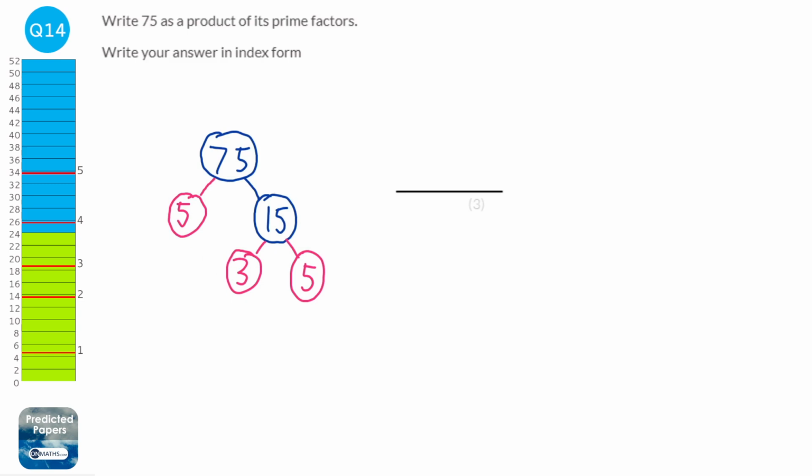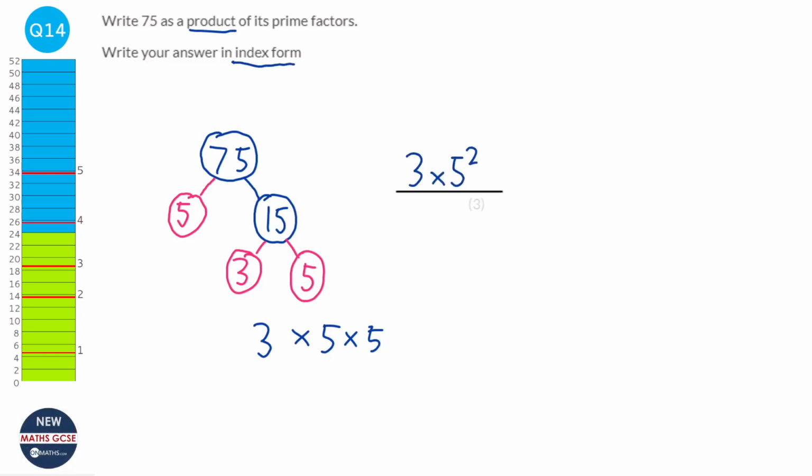And so we're going to write these in a list. So 3, 5 and 5. The product means that we put a times sign between them. But if you notice here, we've got 5 times 5. So a different way of writing that in index form is 5 squared. So our answer will be 3 times 5 squared.